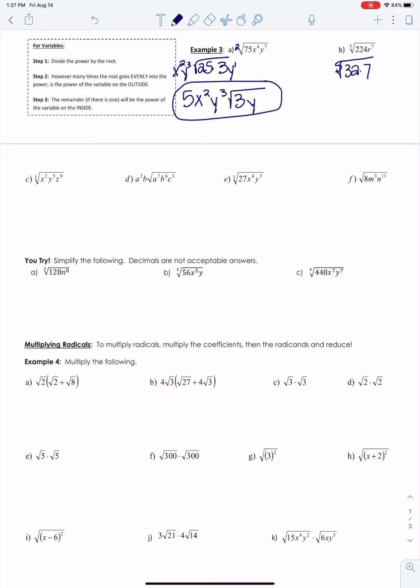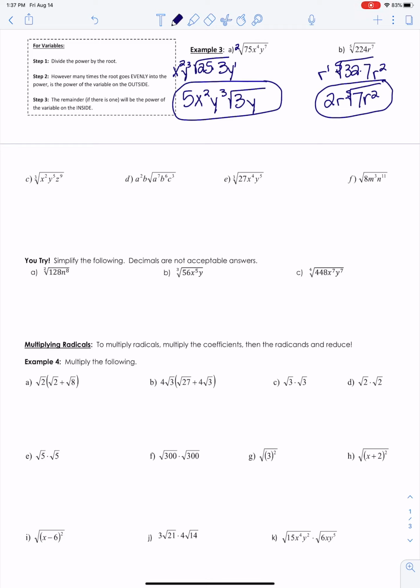How many times does 5 go fully into 7? It goes once, so r to the first is on the outside. If 5 goes into 7 one time, that puts you at 5. 5 to 7, you've got a remainder of 2. So if I clean this up, the 5th root of 32 is 2, r, the 5th root of 7r squared.